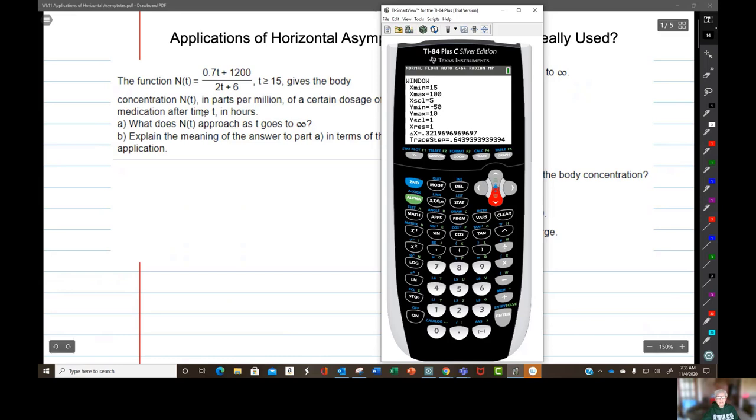Now y min is going to be 0 because that's the concentration, and you're not going to get a negative concentration. But how high will the concentration go? At this point, I can't say that I know. So I think 10 will work. Excuse me, maybe it won't. Let's graph. Cool. That gives me a lot of information, doesn't it?